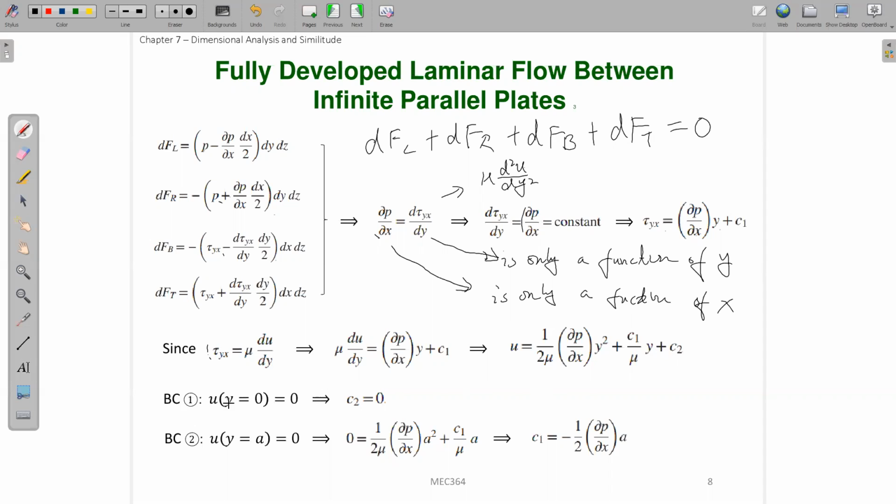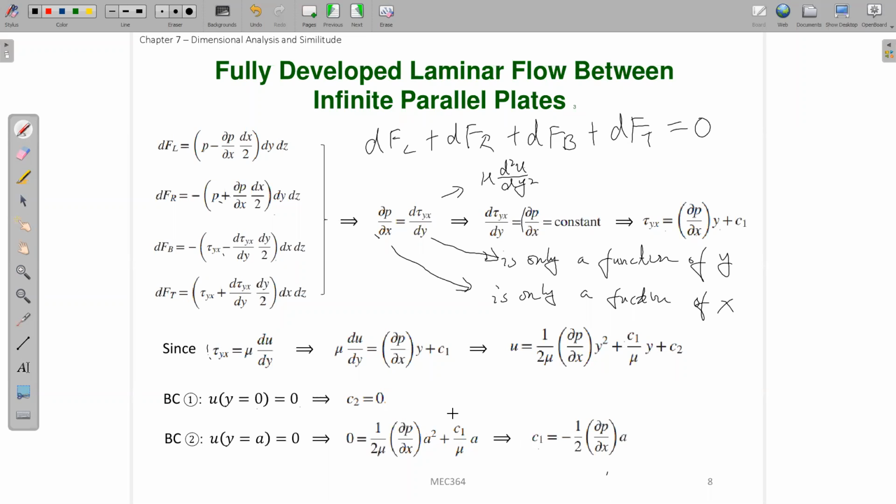So what are the boundary conditions? At y equal to 0 is the wall, so velocity is 0. You substitute y equal to 0 into here and make u equal to 0. You can find that c2 has to equal 0. The second boundary condition, at y equal to a, the top wall, velocity also should be 0. You substitute y equal to a here, make u equal to 0. You can find that the second unknown constant c1 will be equal to this value.